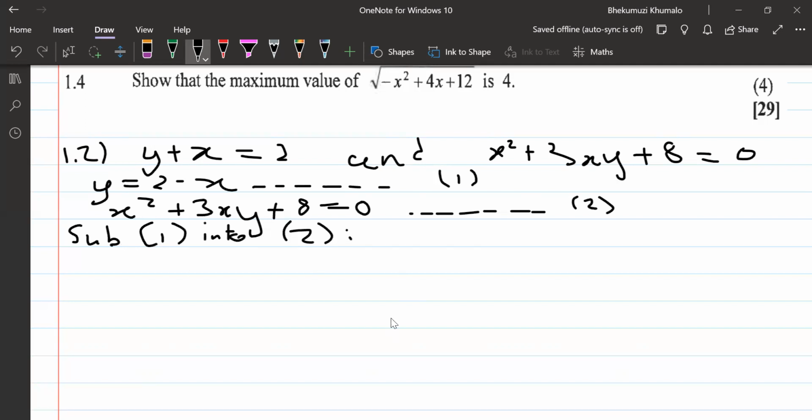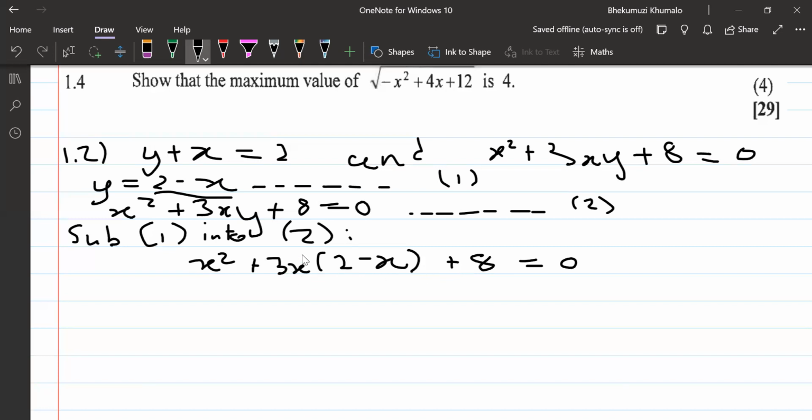When we substitute that into equation 2, that would mean that wherever y is, we would put in 2 minus x. We only have one place where y is, so it's x squared plus 3x, and then there's the y, so we put in 2 minus x, plus 8. And then from there, it's just simplifying and then solving for x.